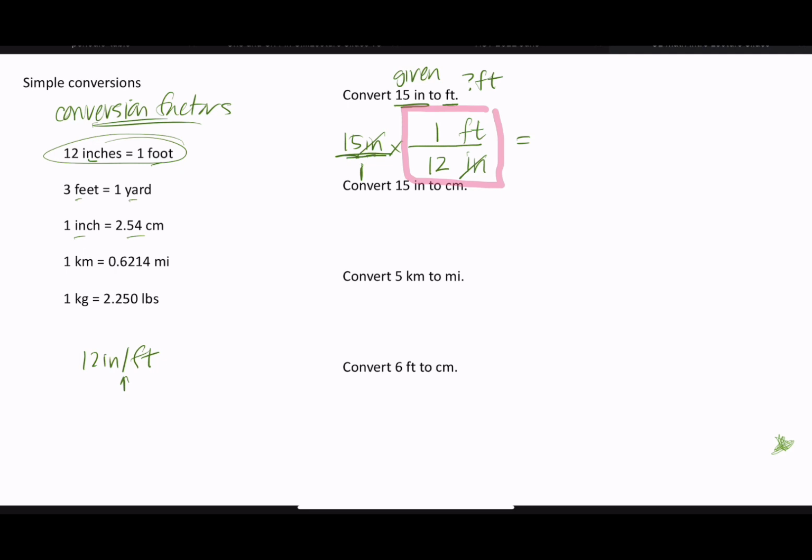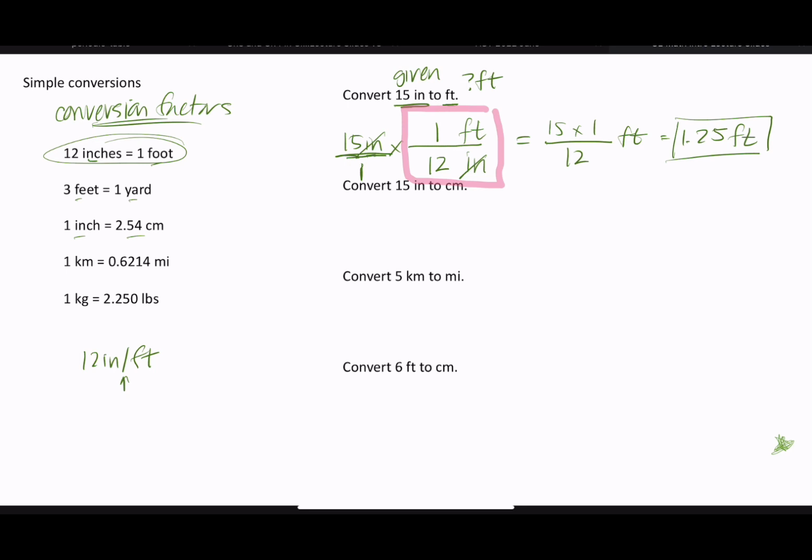So now all we have to do is do the math. So that's 15 times 1 over 12 feet, right? And so then we would just type that into our calculators, 1.25 feet as our answer. Yes? All right. Next one.